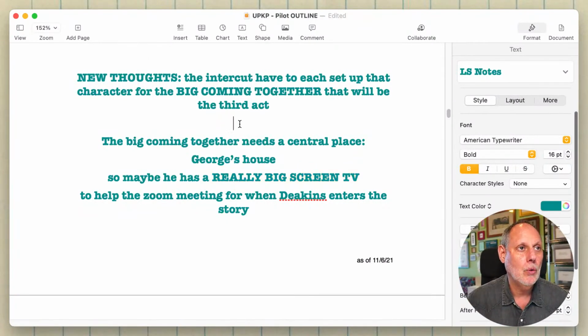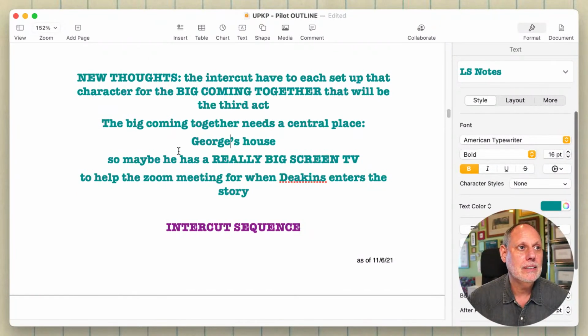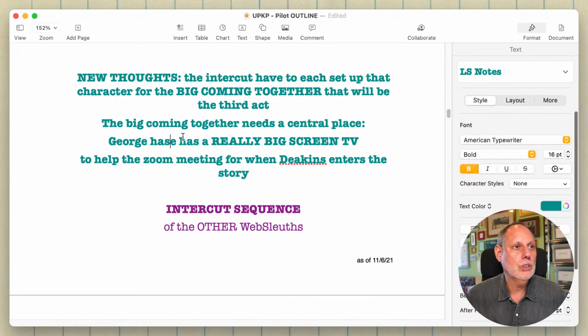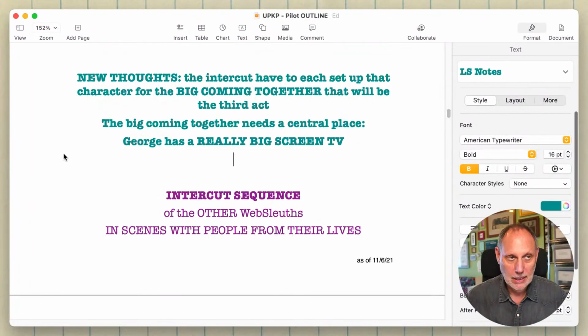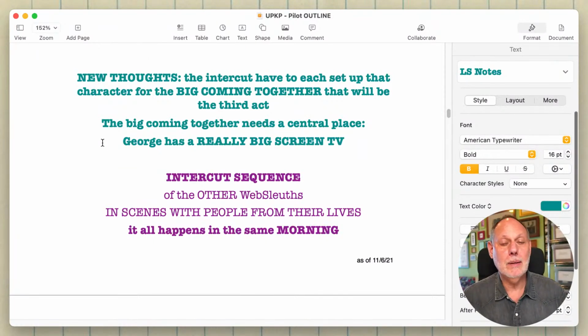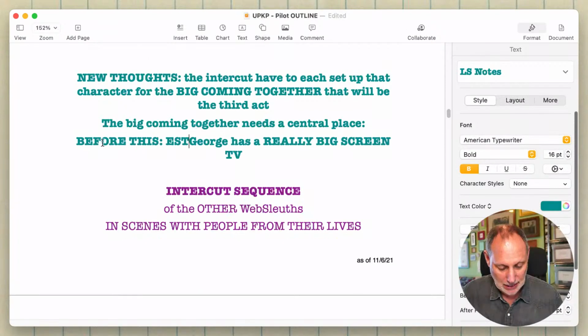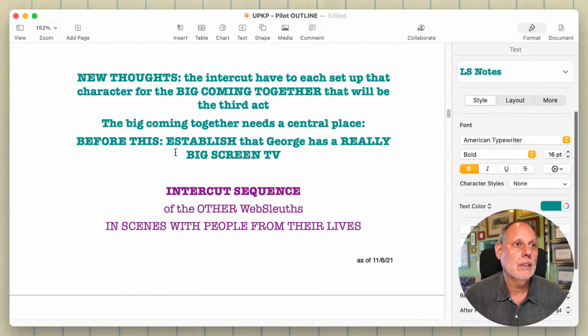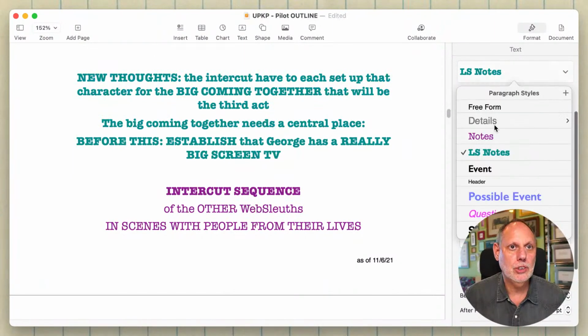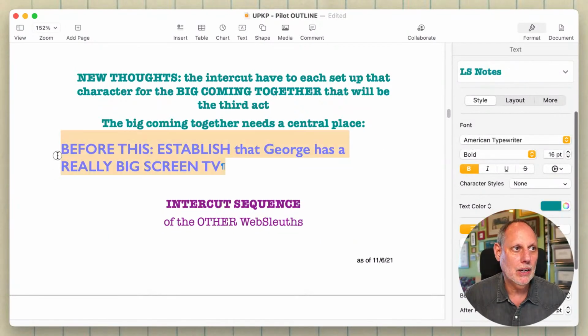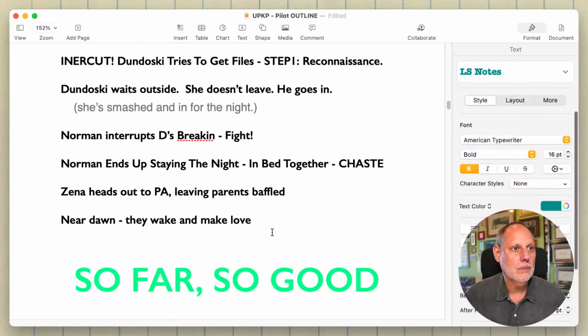So, one of the things we're going to need to do is set up that George has a really big screen TV. And we have to think about where that's got to be set up several times in the earlier part of the script. Before this, establish that. Okay, so that's part one. I'm going to do that and just say I have to figure out where this is going to happen.